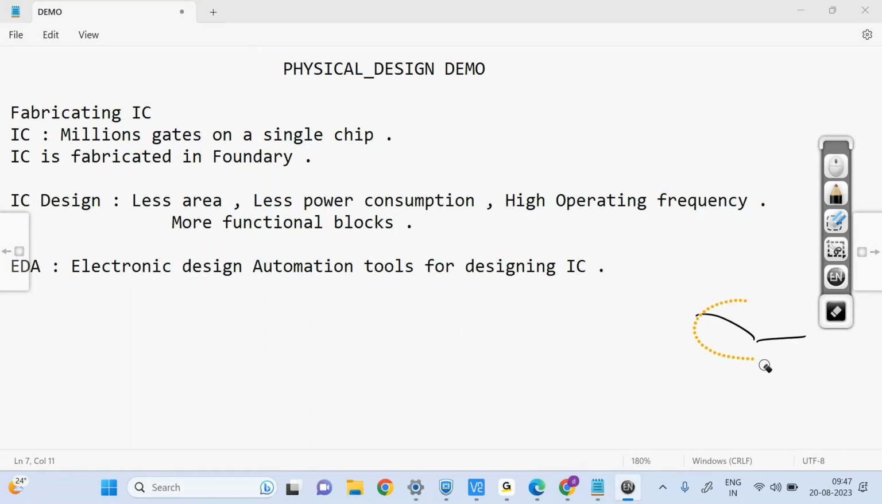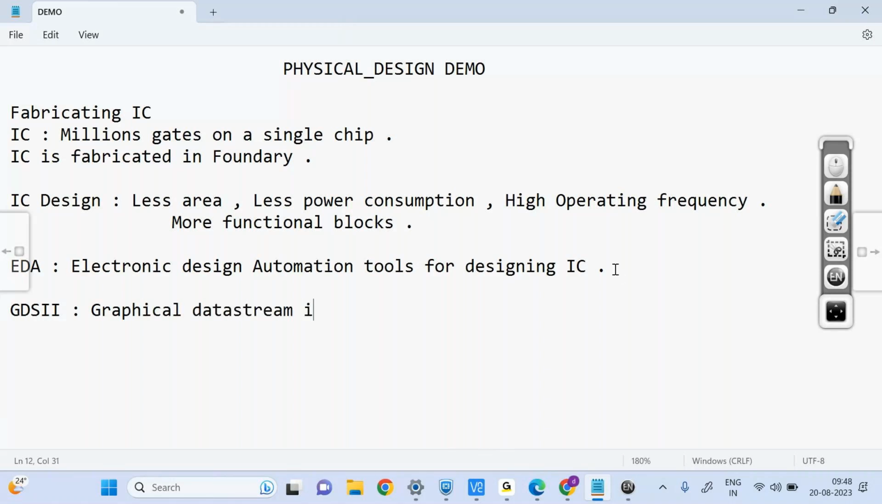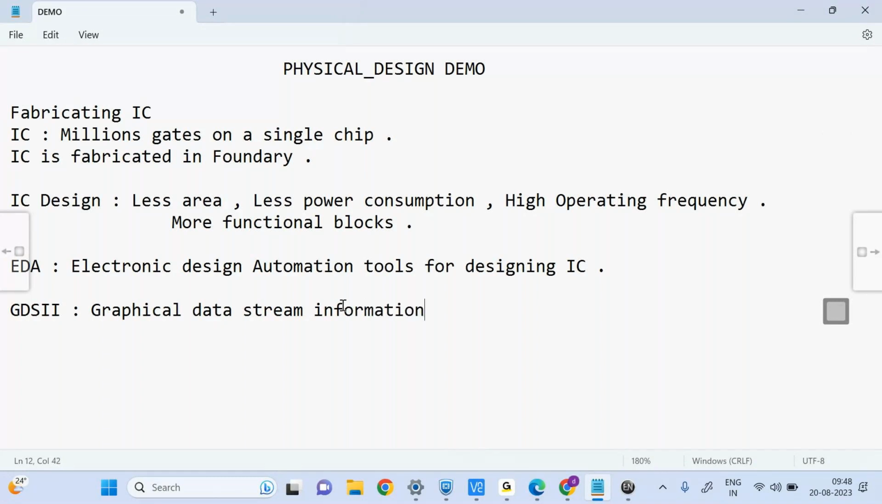GDSII. Yes, good. So we have to give a GDS file. GDS stands for graphical data stream information interchange. So we have to give the GDS file to the foundry.